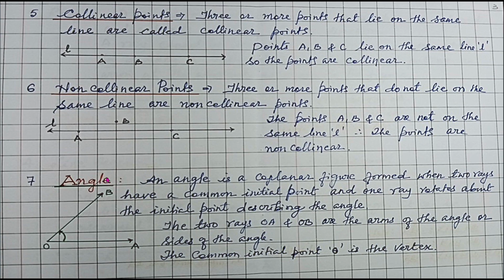Now the next term to understand is the angle. An angle is a coplanar figure. That means an angle which lies on a plane, and it is formed when two rays have a common initial point. We have the ray OA here, and the ray OB has a common initial point, and one ray, let us say ray OB, rotates about the initial point describing the angle. The two rays OA and OB are called the arms of the angle, and the common initial point is called the vertex of the angle.